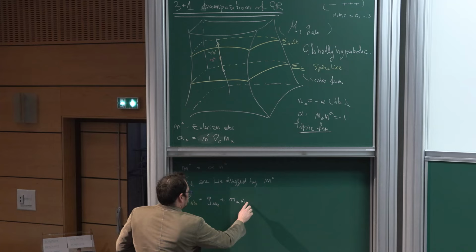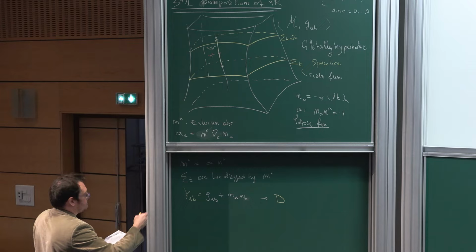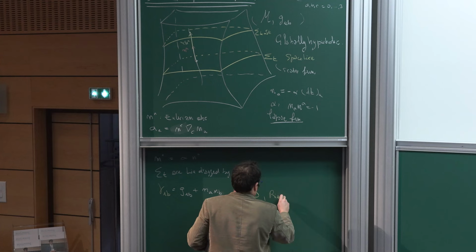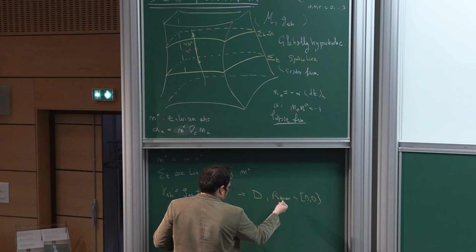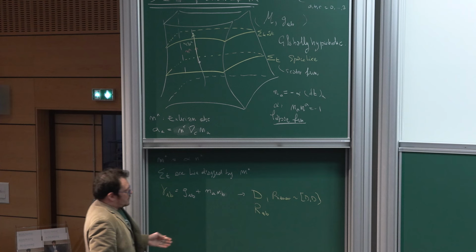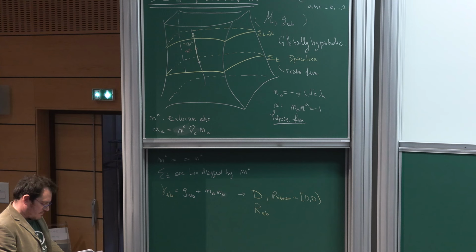And associated to this, of course, you will have a connection, a covariant derivative on the sigma surfaces. You will have a Riemann curvature, which is the commutator of this connection, and you will have all the tensors that come from the contraction of Riemann. So, for example, the Ricci, which is what we are interested in. You can think of this as the intrinsic curvature. Sometimes you don't need to specify intrinsic, it's the curvature of sigma, but sometimes it's called intrinsic because there's another curvature which I'm introducing soon.